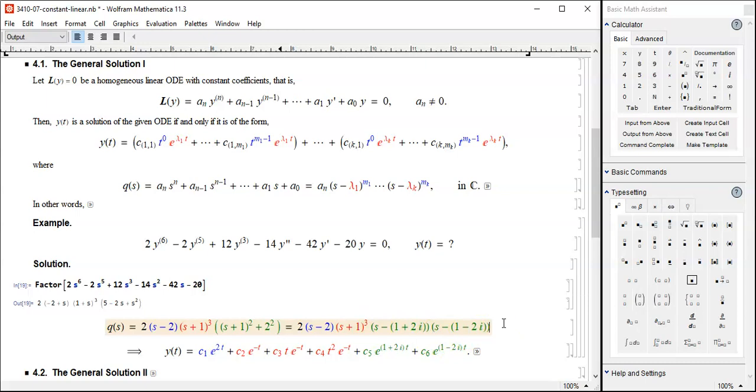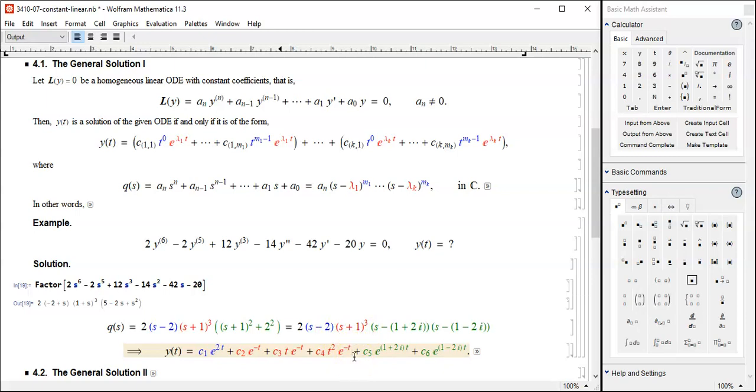Doesn't matter too much. The blue factor here has multiplicity 1, and then we have one function. We have t to the 0 power multiplied, so it does not appear. How about the second factor here? We have multiplicity 3, so we have these 3 functions. They all have e to the negative t power, because the zero here is negative 1. We have s plus 1 equal to 0, so the zero is negative 1.